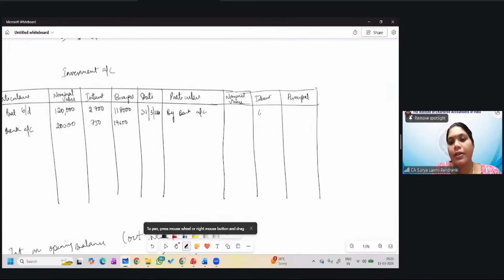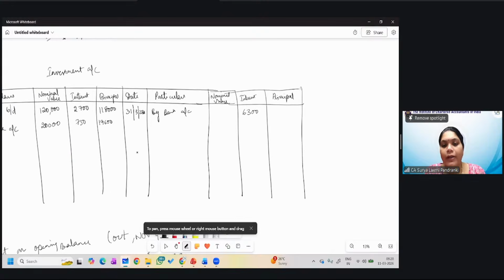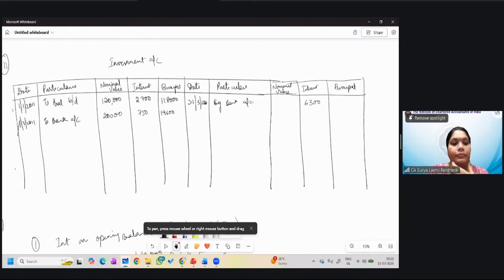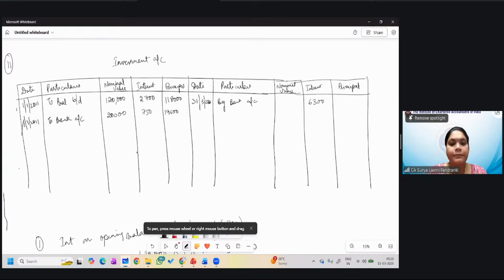Let me finish the question, then I think you'll have more clarity. Don't worry. This interest I have taken in the interest column. Did you notice that I didn't take it in the principal column? I have taken it in the interest column because that will be the interest which has to go to the P&L statement. Is it done? Shall we move on?